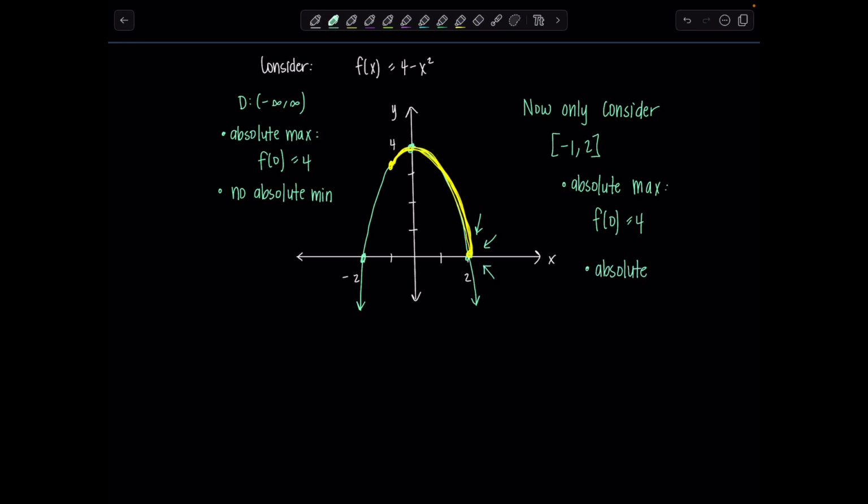Absolute min, where is it? f of 2, which is 0. This happened at the endpoint. The absolute max happened where the derivative is 0. That's a critical number.